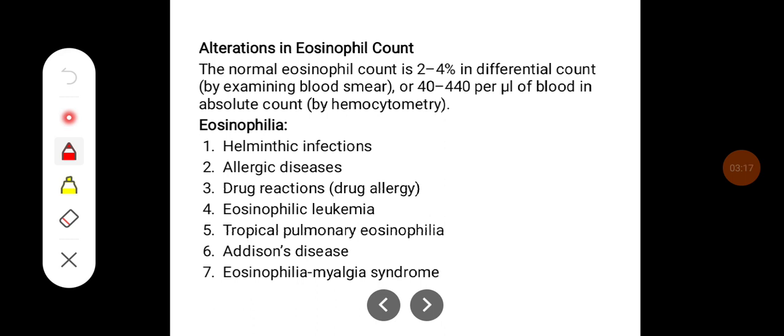Alteration in eosinophil count. The normal eosinophil count, as we discussed, is 2 to 4% in the differential count, or 40 to 440 per microliter or cubic millimeter of blood in absolute count by hemocytometry.